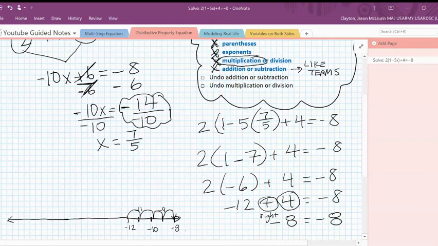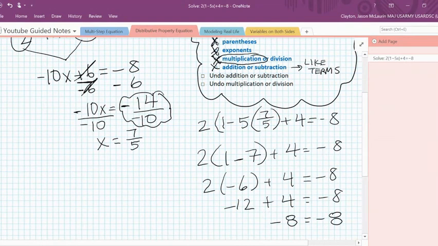So because negative 8 is equal to negative 8, I know that x equals 7 over 5 is the correct solution.